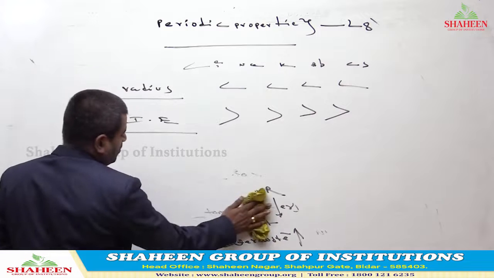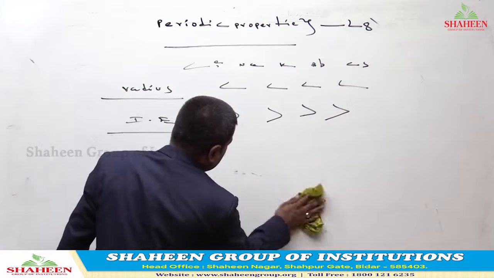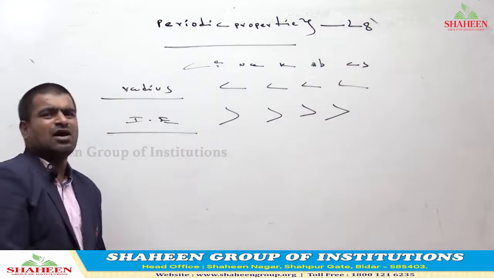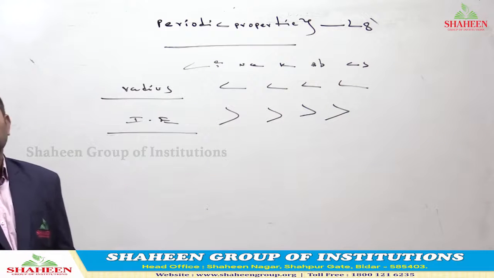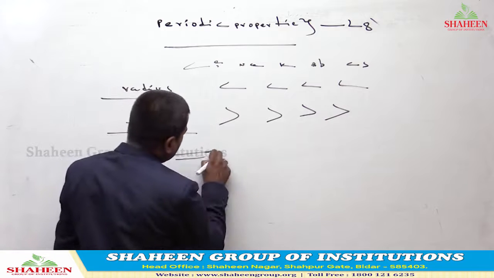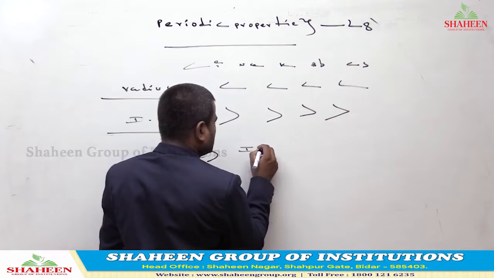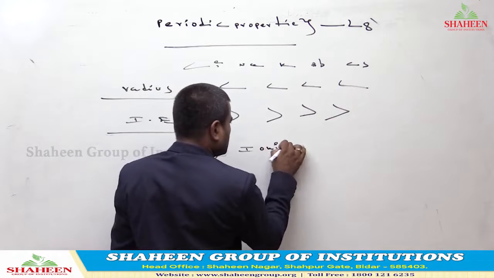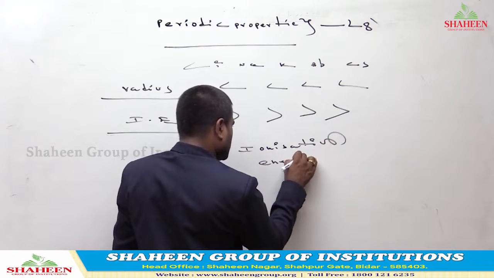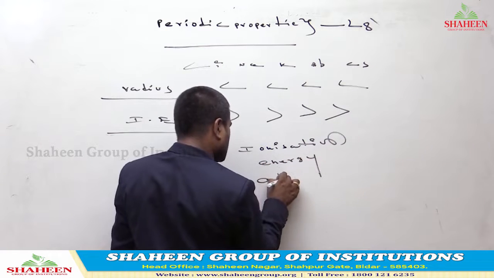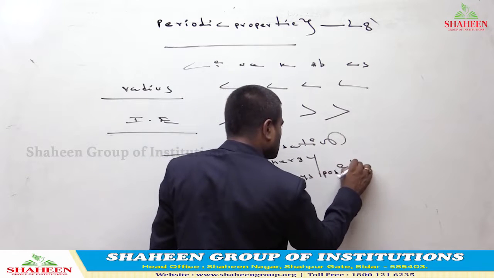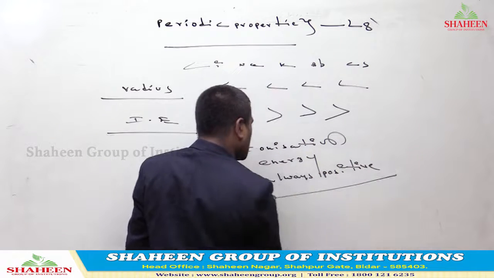Let us discuss what comes after ionization energy. Ionization energy is the energy required for removal of an electron from the outermost shell of a gaseous neutral atom. That is why ionization energy is always positive.